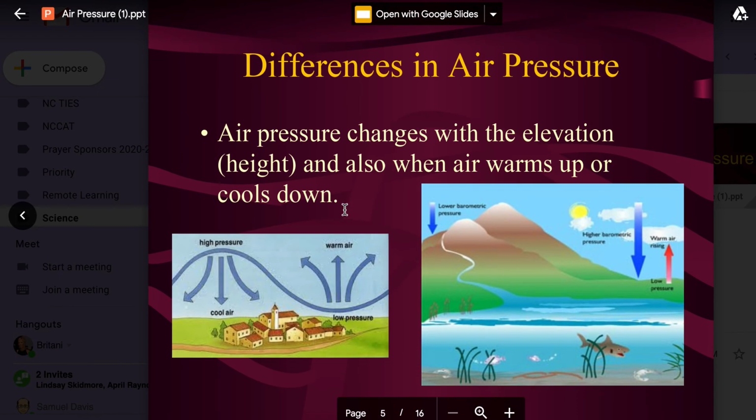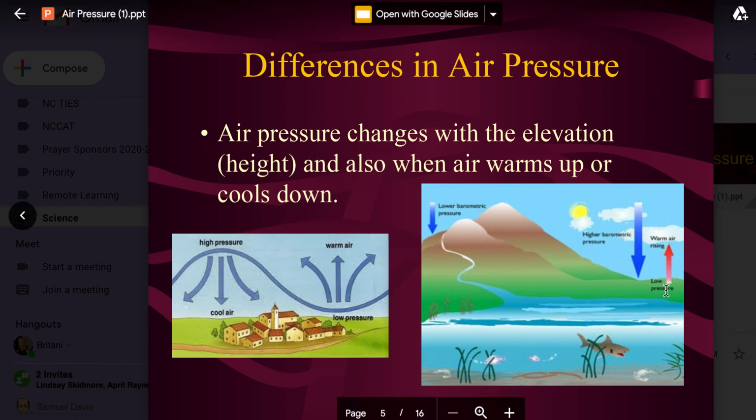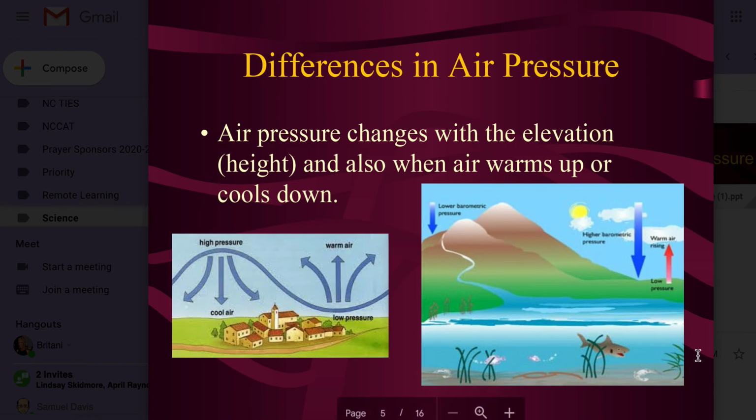Differences in air pressure. Air pressure changes with the elevation, or how high you're going, and also when air warms up or cools down. You can see over here, warm air rises and cool air falls. That's how air is always moving. Warm air is always rising and cool air is always lowering. That's how air moves, and air moving is what's causing our wind, okay?